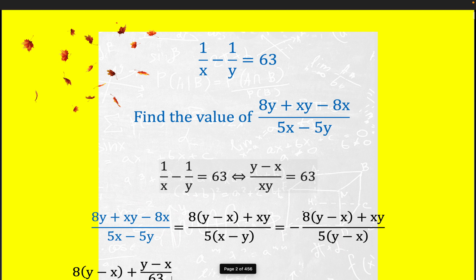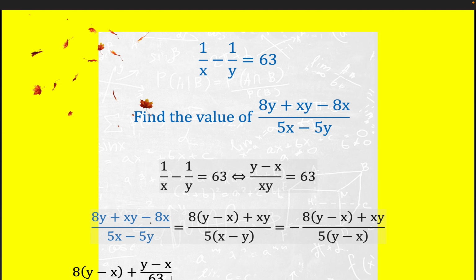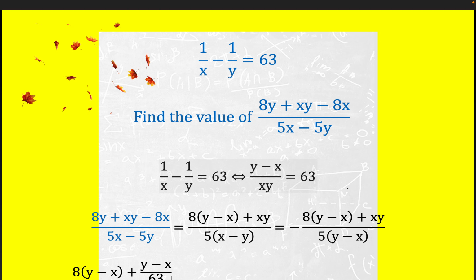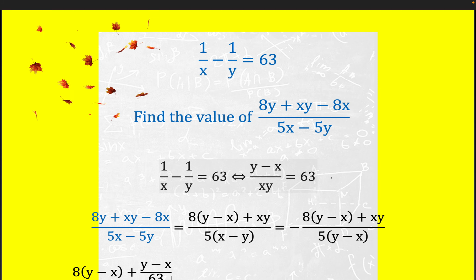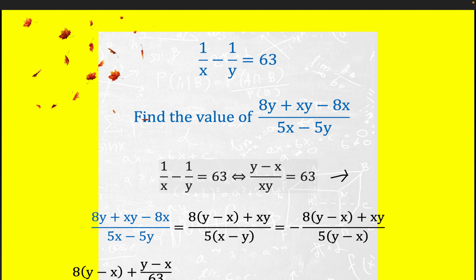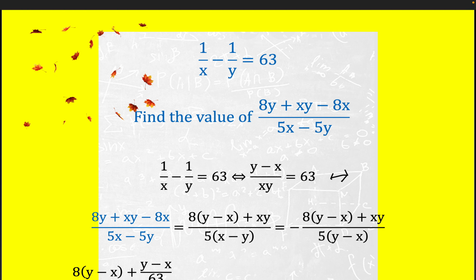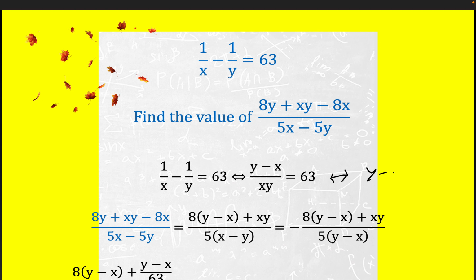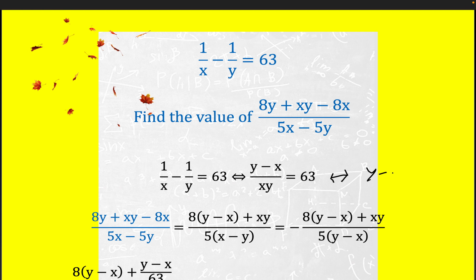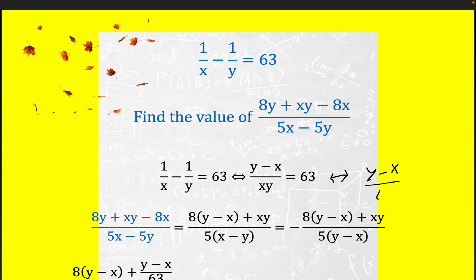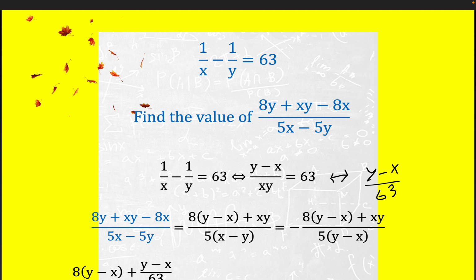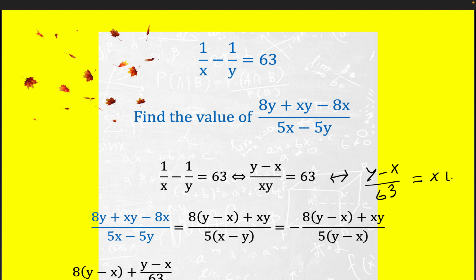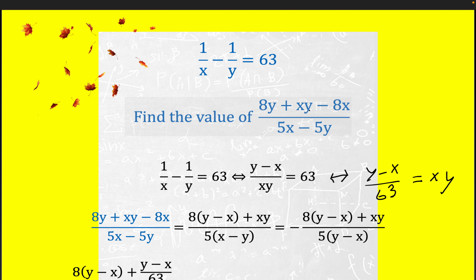Now notice you can rewrite this. When you do the simplification down here and the factoring down here, you see that it's useful to rewrite this piece right here as (y minus x) over 63 is equal to xy. And that's simply because xy is just present in the original expression that we're trying to find the value of.